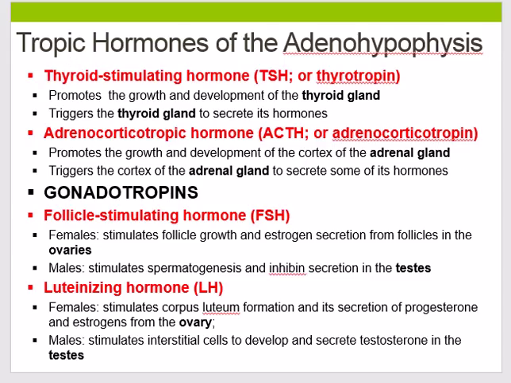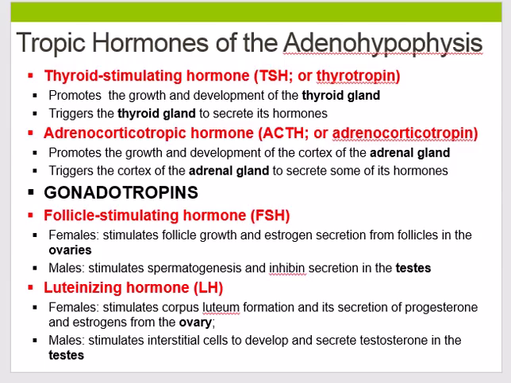The first hormone that we'll talk about is thyroid stimulating hormone, also known as thyrotropin, or TSH. And as the name suggests, being thyroid stimulating hormone, it promotes the growth and development of the thyroid gland, and we'll cover the thyroid gland in more detail later. Thyroid stimulating hormone also triggers the thyroid gland to secrete its hormones, so stimulating the thyroid gland.